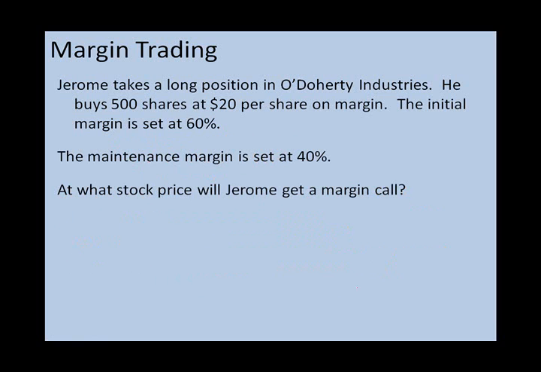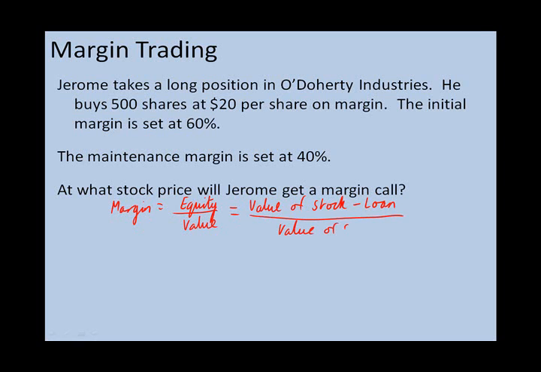Now let's add some more details to this example. The maintenance margin for Jerome is set at 40%. At what price will Jerome get a margin call? To answer this question, we again start with our basic formula for margin. Now the equity is going to be the value of the stock minus the loan from the brokerage, all divided by the value of the stock.